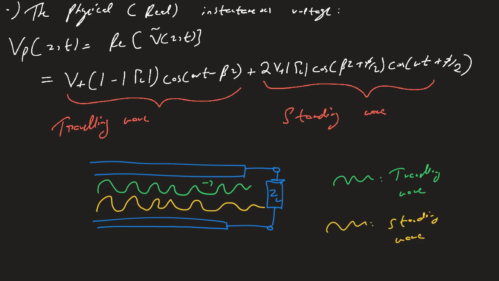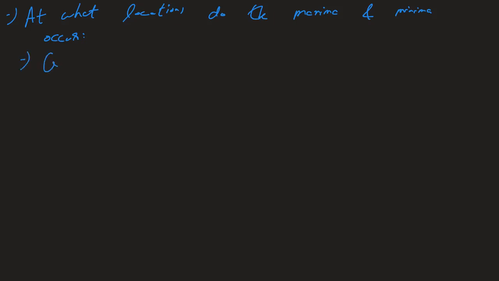Anyways, so we've placed this at z equal to 0, and let's try to find out at what locations do the maxima and minima occur, right? Let's try to figure this out. So let's go back to equation A.